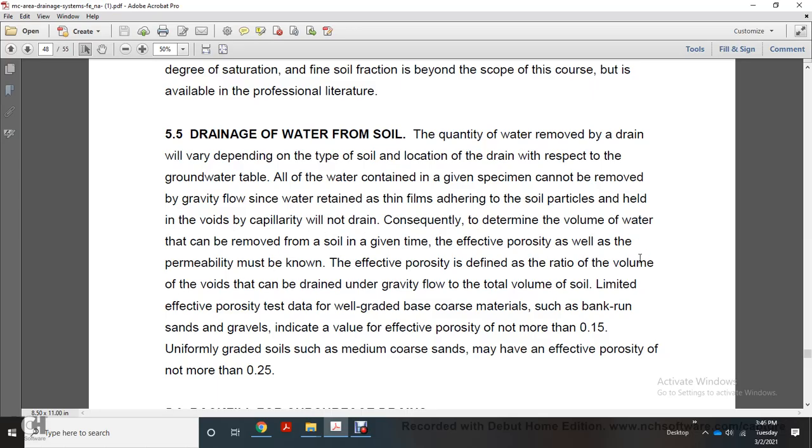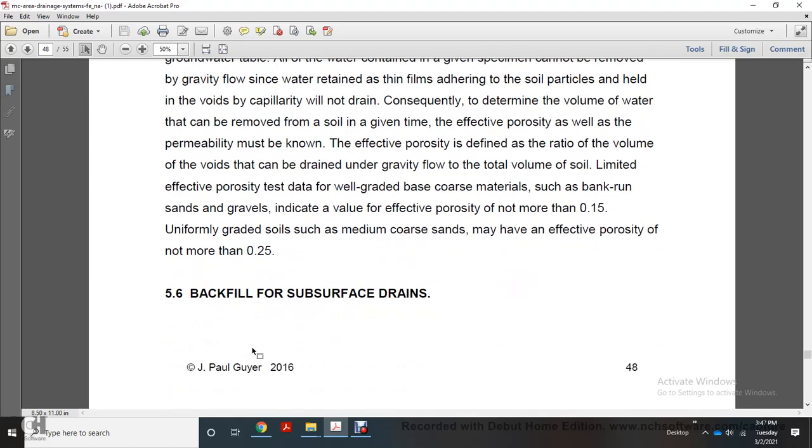Effective porosity is defined as the ratio of the volume of voids that can be drained under gravity flow to the total volume of the soil. Porosity data has limited effect with well-graded base course materials. Bank run sand and gravel indicate an effective porosity of no more than 0.15. Uniformly graded soils, such as medium coarse sands, may have an effective porosity of no more than 0.25.